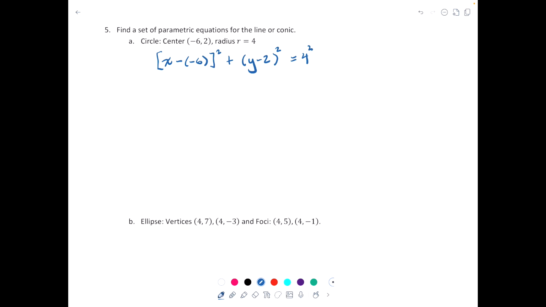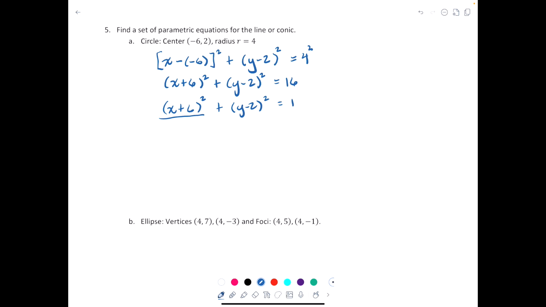And so this will just be x plus 6 squared plus y minus 2, the quantity squared, is equal to 16. Now if I divide by 16, I would get x plus 6, the quantity squared, plus y minus 2, the quantity squared, equals 1. And then under each of them, I have 16.